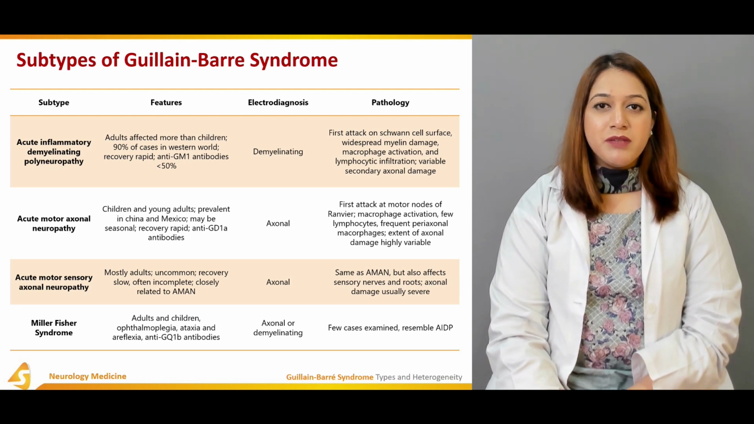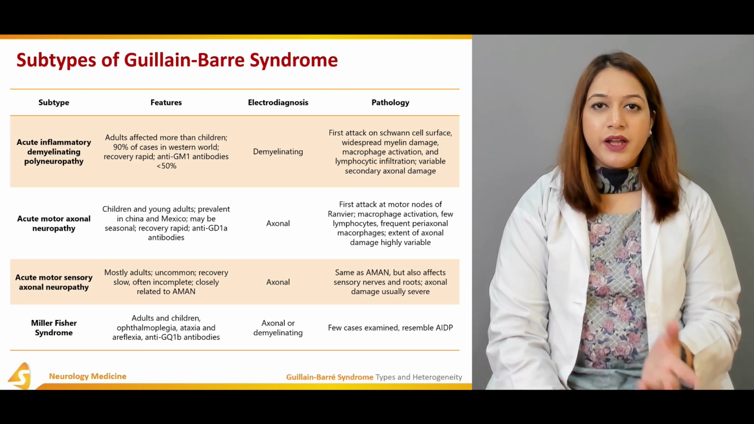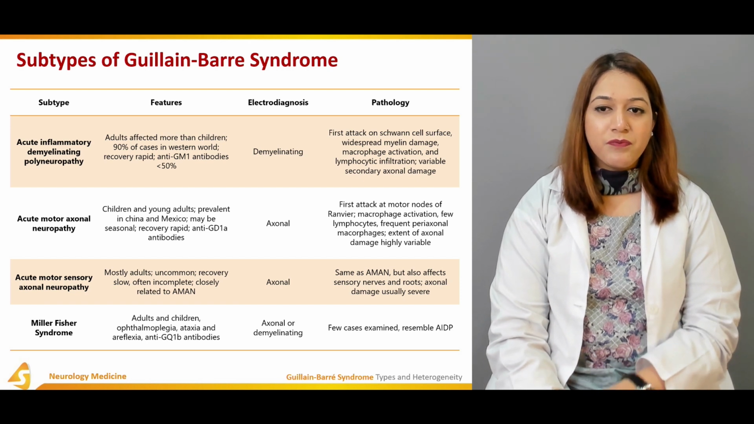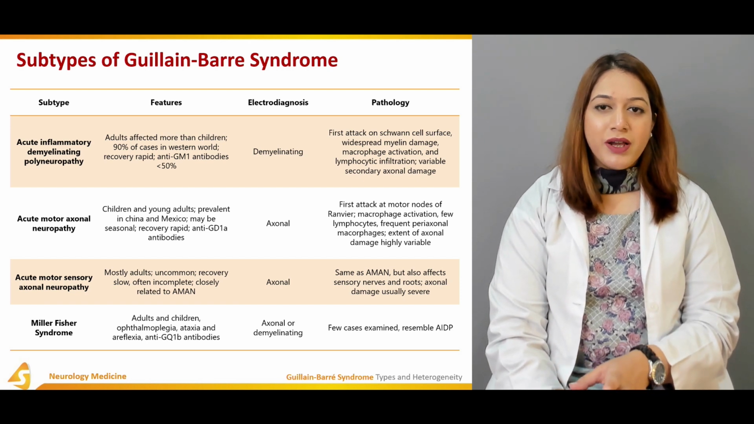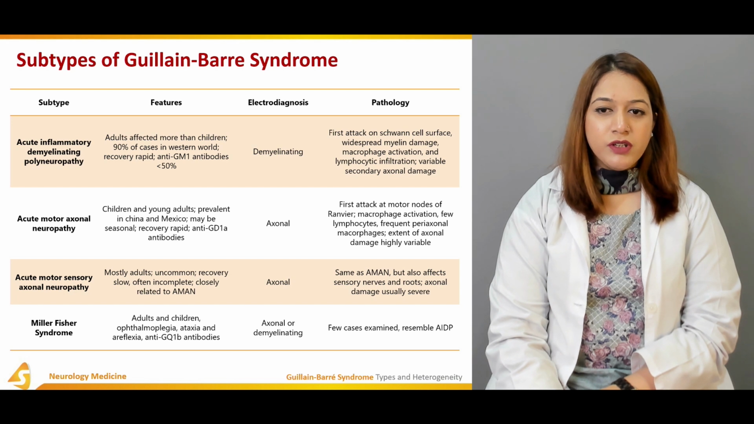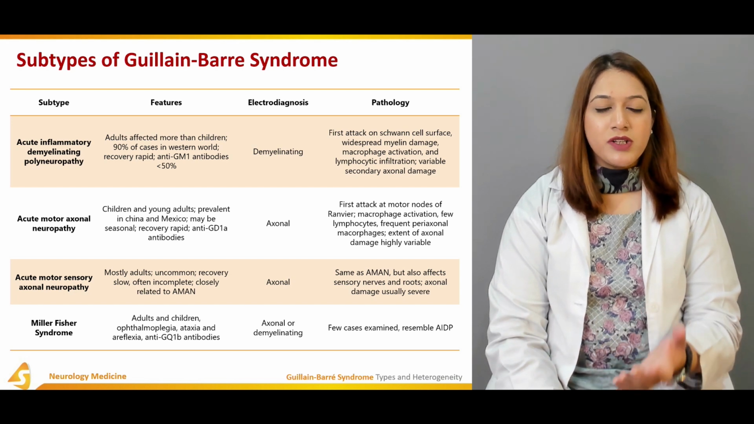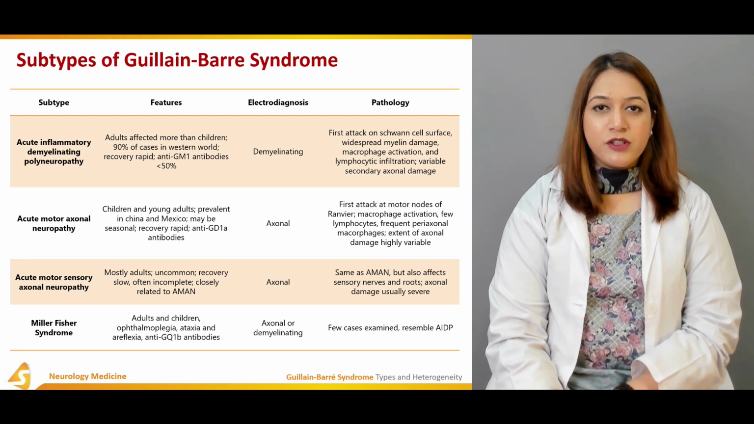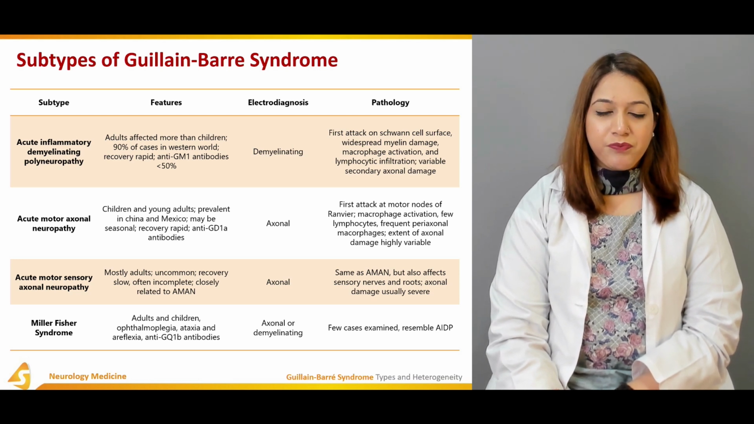It is demyelinating in nature, and the pathology behind AIDP is that it first attacks the Schwann cell surface, leading to widespread myelin damage. There is activation of macrophages and lymphocytic infiltration, which are basically causing the damage. And there is variable secondary axonal damage in AIDP.